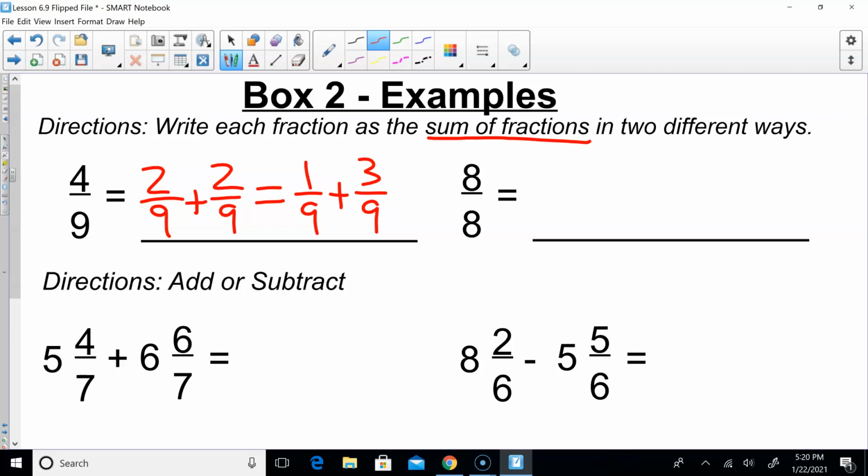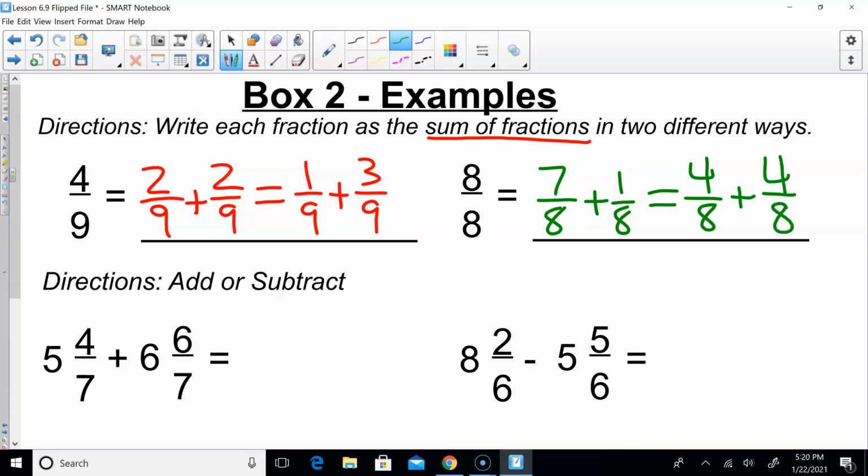And the other one, 8a, so they gave me a whole number to work with, so I got lots of possibilities. I'm going to go with 7/8 plus 1/8, which also equals, we'll divide it in half, 4/8 plus 4/8. We'd like to share equally, that is. All right, so we have those fractions in two different ways.